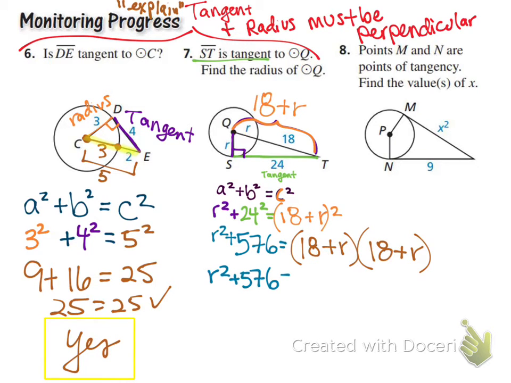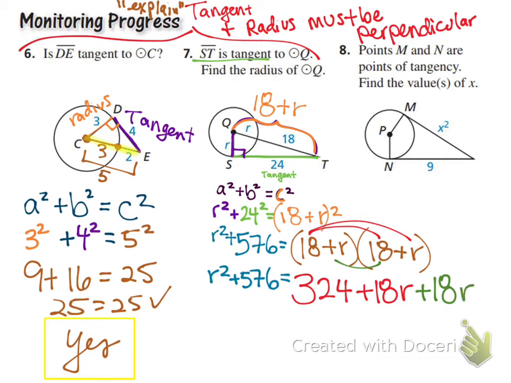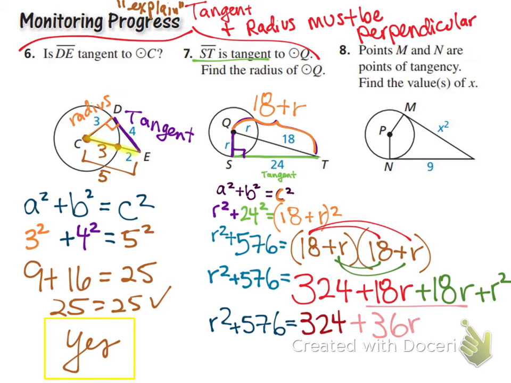So starting with 18, 18 times 18 is 324. 18 times R is 18R. R times 18 is 18R, and R times R is R squared. So R squared plus 576 equals, we got 324. What is 18R plus 18R? 36R. And then plus R squared.